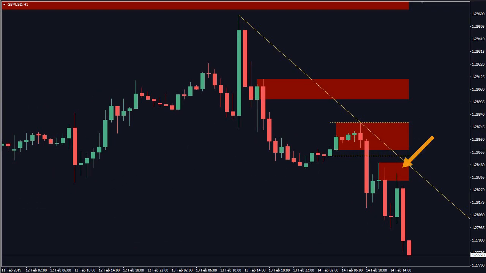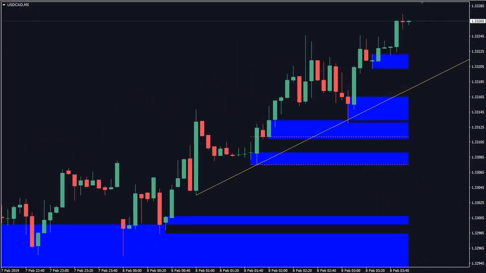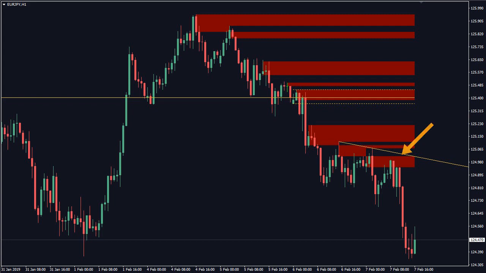Supply zone was formed in compliance with bearish trend line. Price touched it and dropped. This demand zone was formed in compliance with bullish trend line. Price touched it and rallied. This supply zone was formed in compliance with bearish trend line. Price touched it and dropped.